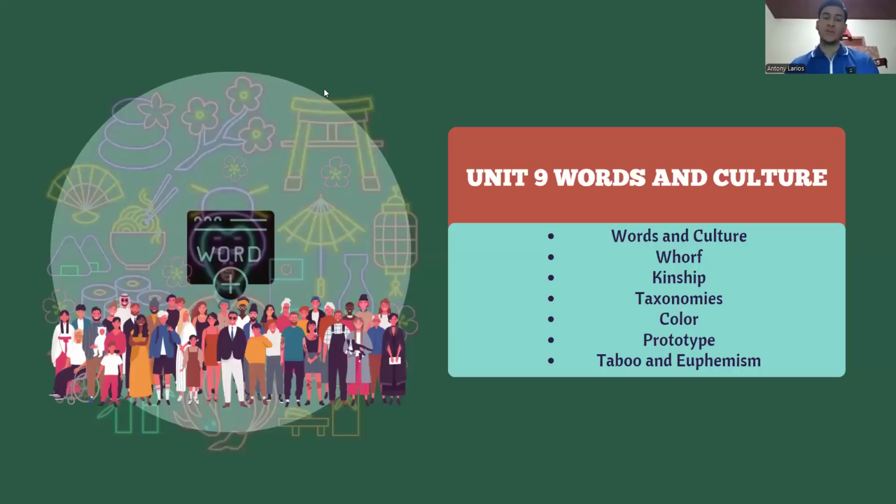But now to continue with Unit 9, we're going to be talking about words and culture, and the subtopics are words and culture, kinship, folk taxonomies, colors, prototypes, and taboo and euphemisms.